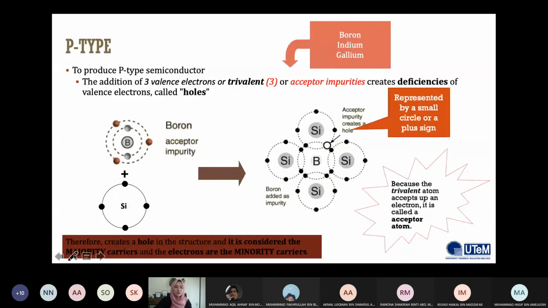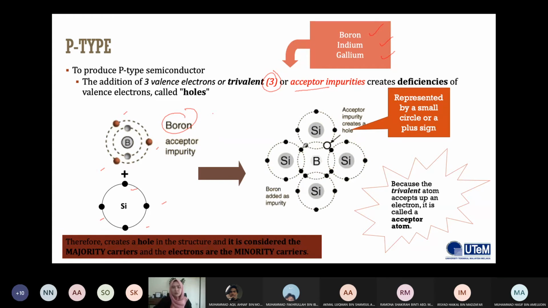Now let's look at the P-type semiconductor. For a P-type semiconductor, you need to dope the intrinsic semiconductor with a trivalent material with 3 valence electrons, which we call acceptor impurities. Examples of trivalent materials are boron, indium, and gallium. In this example, we show the doping process of silicon with boron. Silicon has 4 valence electrons. Boron is trivalent, it has 3 valence electrons. If you dope the silicon with boron, you will get this structure.